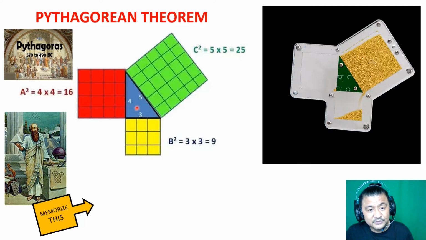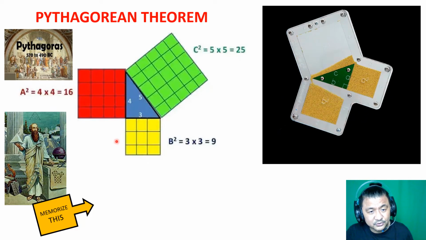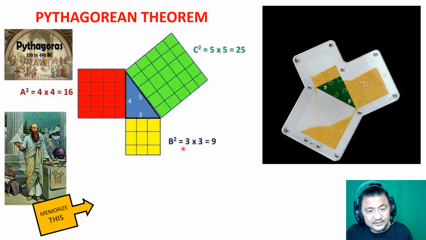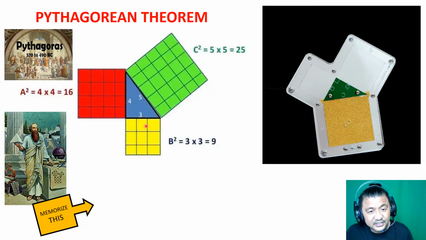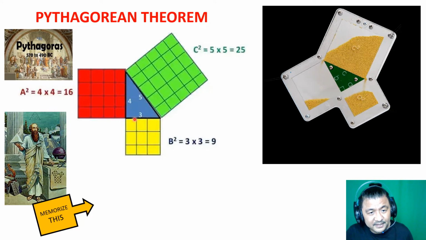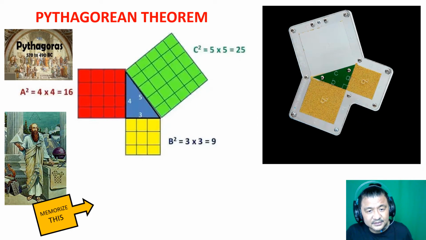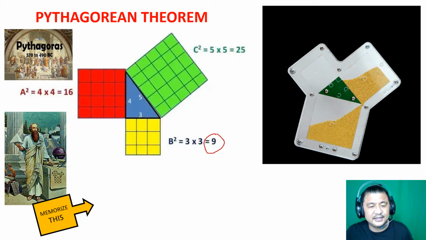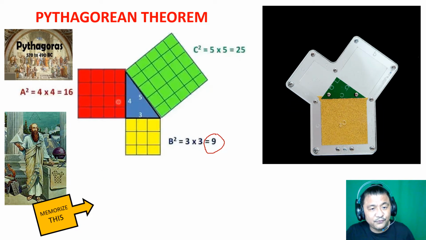Okay, so if this is a 3, naturally this is also a 3. So 3 times 3 is a 9. There are 9 little squares made from that 3. Okay, so 9.